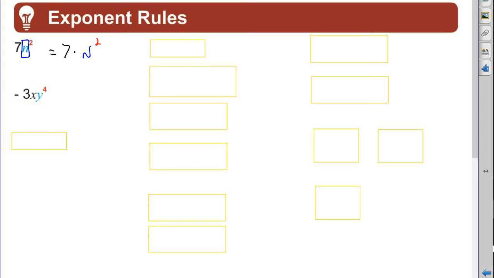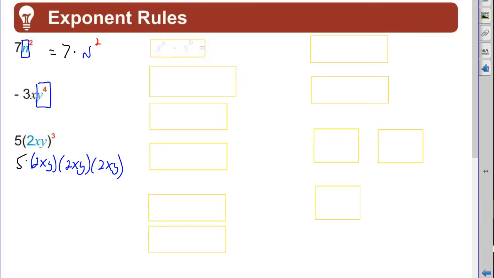So again, the 4 only goes to the y. This is a negative 3 times an x times y times y times y times y. Why, you ask? Because that's what it is, all right? Now in this situation, it's the 2xy that is cubed. So technically what we have here is 5 times 2xy times 2xy times 2xy. Make sense? I hope it does. Don't misapply the base or you'll get yourself in trouble.